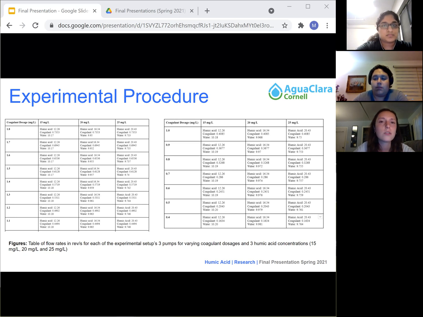It's kind of counterintuitive that there was a negative linear relationship. We would think that as humic acid concentration increased, coagulant dosage should also be increased. So we hope that with these additional tests, a team in the future would be able to get a better understanding of the relationship between coagulant and humic acid.